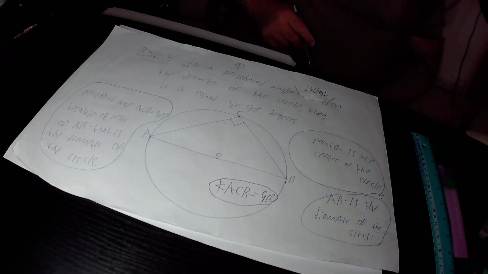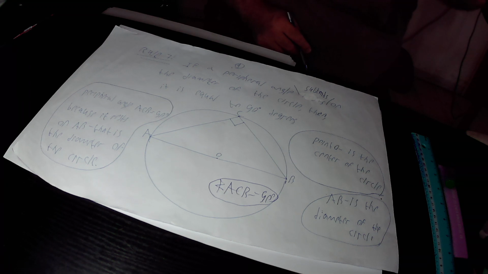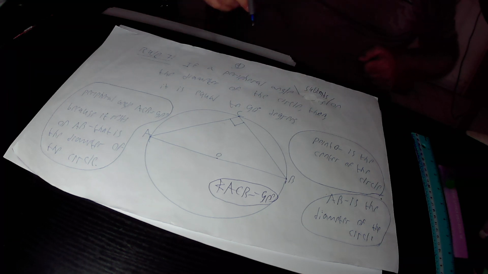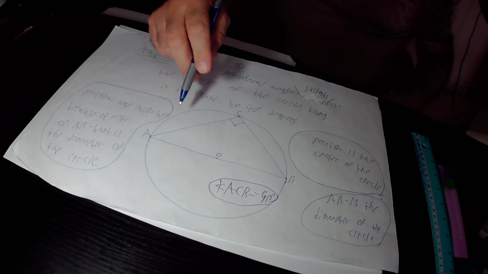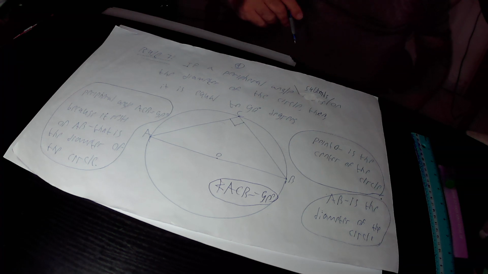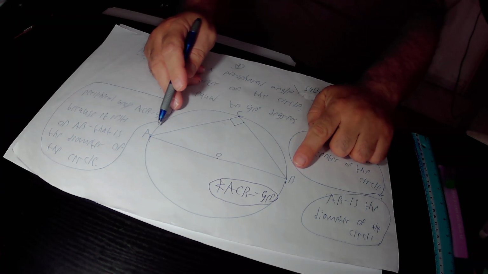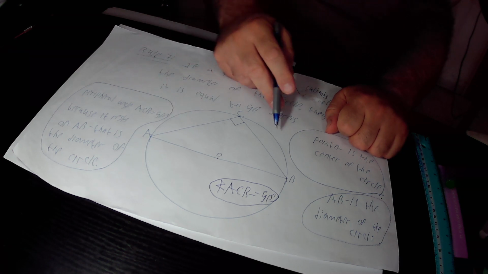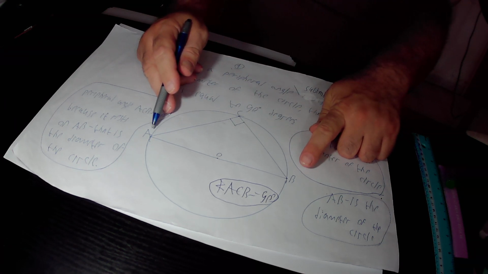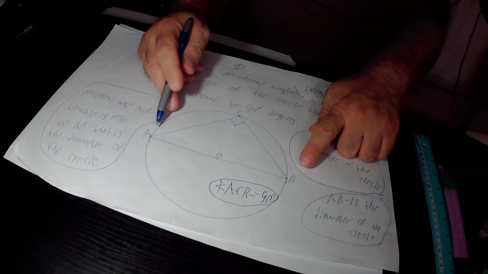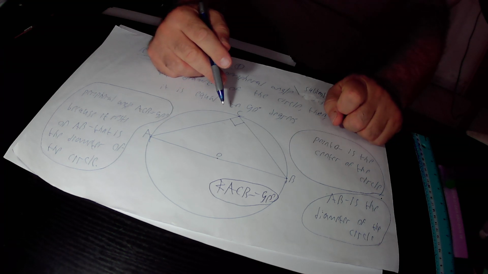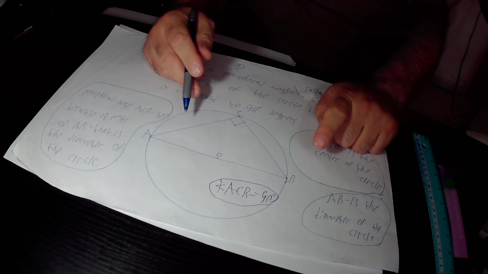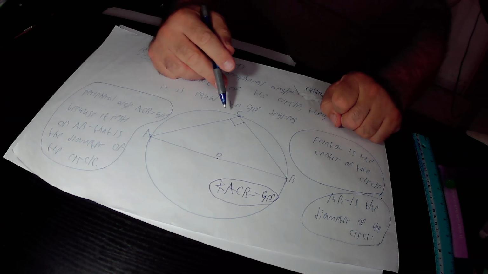According to rule 7, if a peripheral angle subtends on the diameter of the circle, then it is equal to 90 degrees. In the moment we have a circle, this is peripheral angle ACB. We know that AB is the diameter of this circle, and because peripheral angle ACB subtends on AB, the diameter of this circle, the size of this peripheral angle ACB must be equal to 90 degrees.